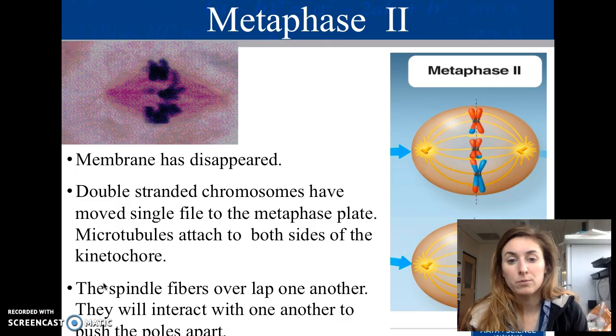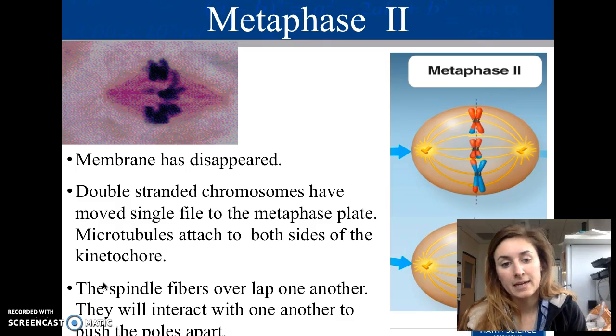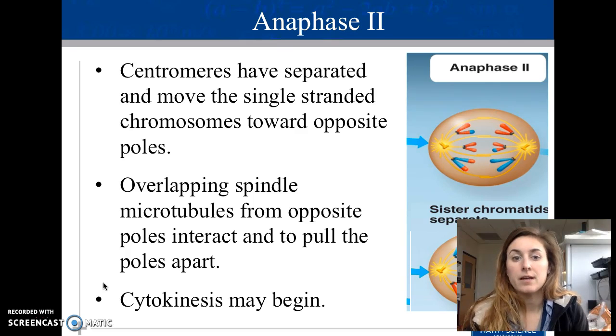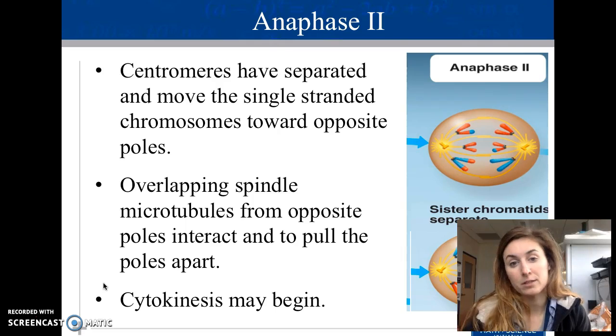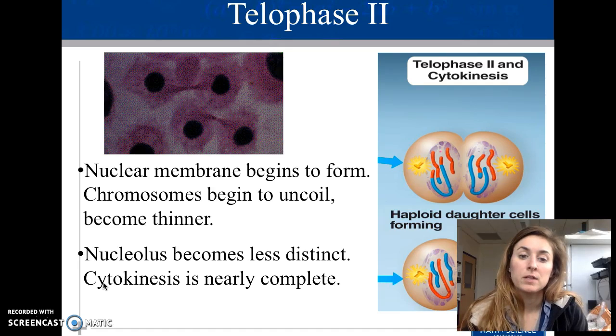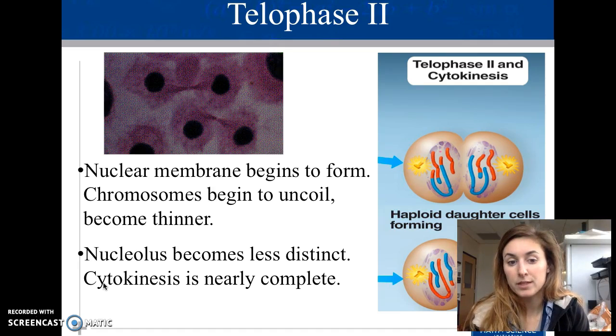So we've got interkinesis, prophase 2, metaphase 2. The double-stranded chromosomes have lined up on the metaphase plate. The microtubules attach, and they start to pull each other apart. The actual separation occurs during anaphase 2. Centromeres, or the connection of those two chromatids, separate, and they start pulling each other apart. Cytokinesis might already start at this point as well. Telophase 2 is when the nuclear membrane starts to form. The chromosomes can uncoil into their nucleus, and cytokinesis completes at this point as well. And so we have our 4 separate cells.